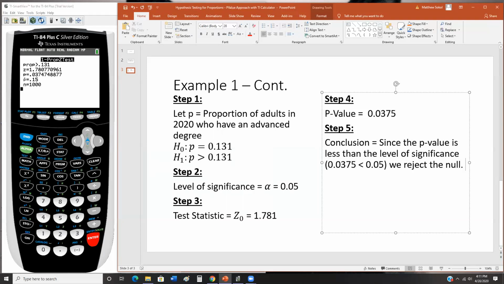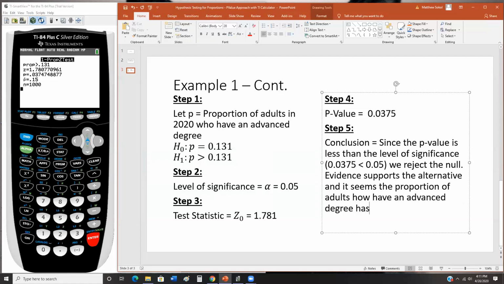What that means is evidence supports the alternative, and it seems the proportion of adults who have an advanced degree has increased from the 2000 level. So it's gone up since the year 2000. People are more likely to go on to graduate school nowadays, is what this data is suggesting.